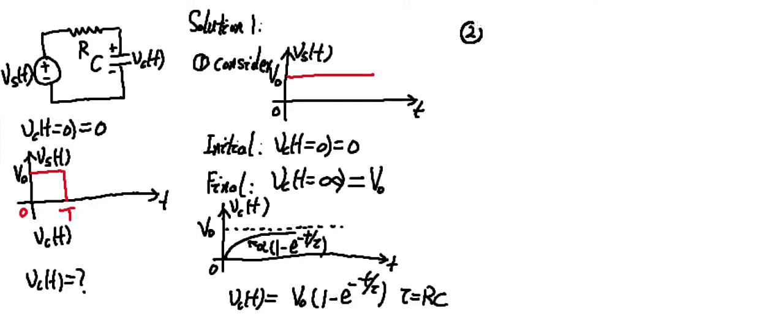Now, let's consider a real situation where the pulse stops at t equal to capital T. So in this output voltage, at t equal to capital T, afterwards, the input is removed. So the input is 0. Let's draw the circuit if there is no input.